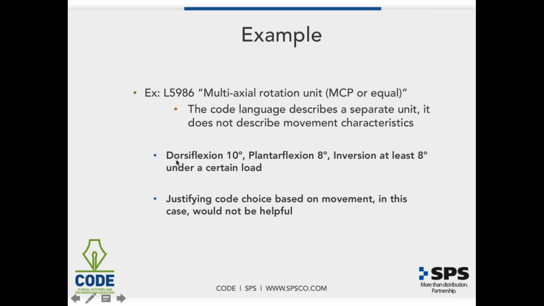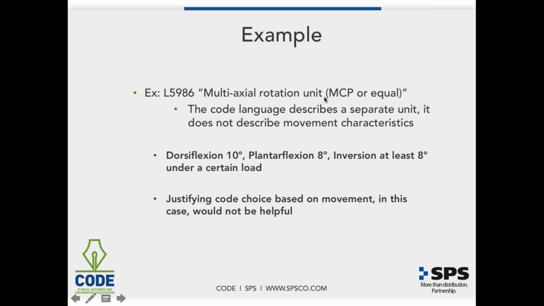Then we look at the AOPA coding, the AOPA foot project information, and it says that to be considered multi-axial, you have to have dorsiflexion of 10 degrees, plantar flexion of 8, inversion of 8 under a certain amount of load, and you can look up the exact numbers in the foot project. That would qualify as multi-axial movement. Super duper. That is totally separate from this, right? So if I say that my foot has dorsiflexion of 10 degrees, plantar flexion of 8, inversion of 8 under a certain load, that's super. It's got multi-axial movement. Is it a multi-axial rotation unit separate from the foot?